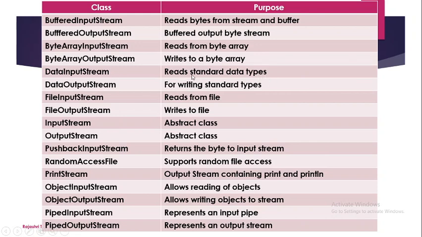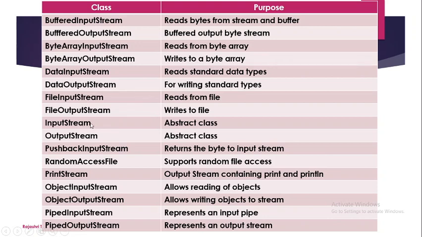If we want to write data in standard types, we can use data output stream. Data output stream is used for writing standard types, meaning we will be able to write data like int, float, double, char, string. File input stream: the source of the data will be a file, so it reads from a file. File output stream: the destination is a file because we are using output stream, so it writes to a file.